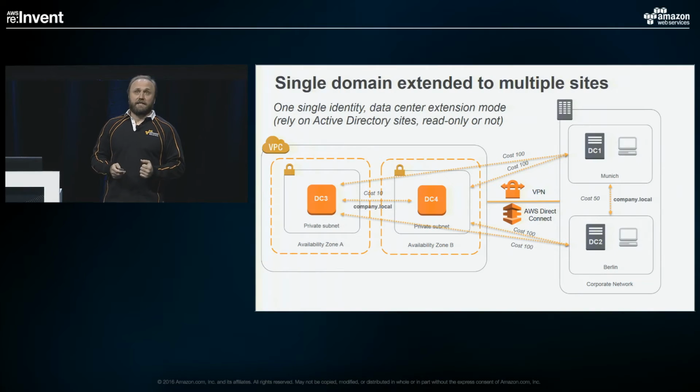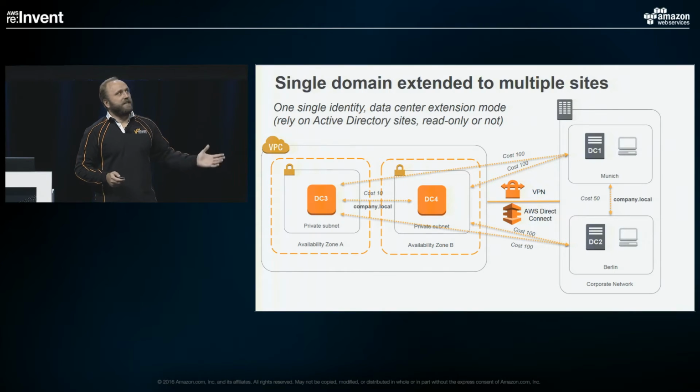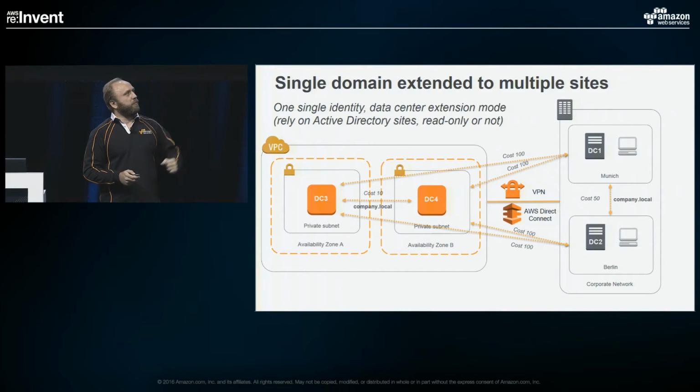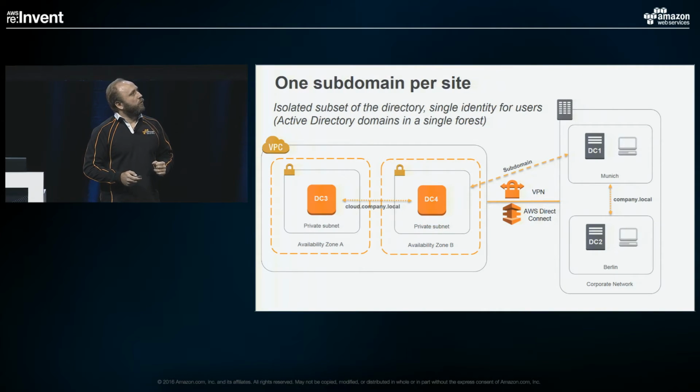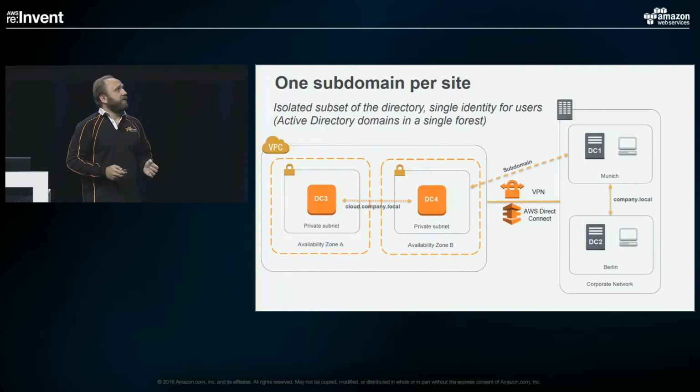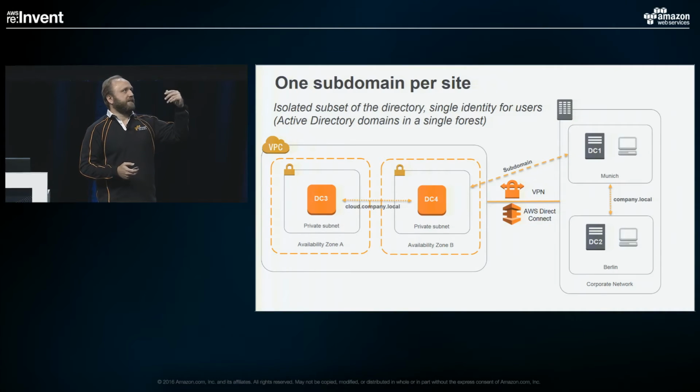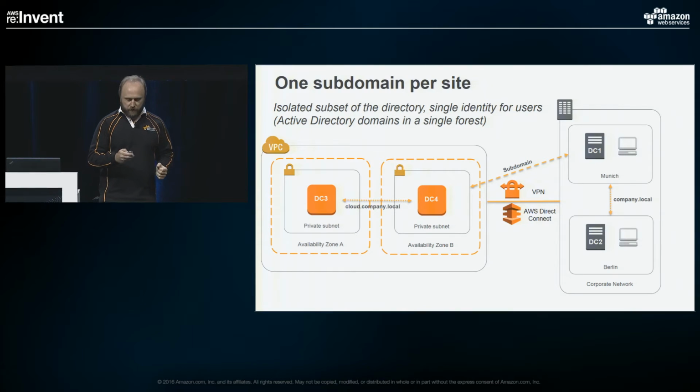So back to the actual identity management. One of the most common approaches, you can just extend your single domain to multiple sites. Just drop another two DCs in AWS in each availability zone, and directly extend your Active Directory there. Or you can have one subdomain per site. If you have multiple sites and you want to manage them by subdomains, this would be, let's say, cloud.company.local versus cloud.local that you have running on your on-premise side of things.